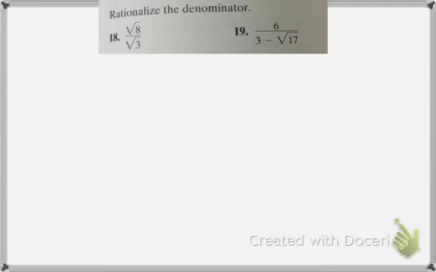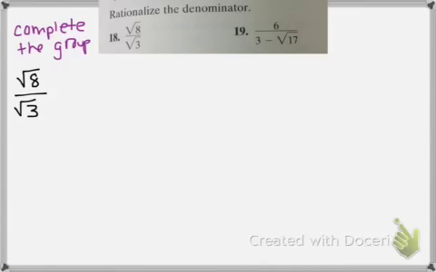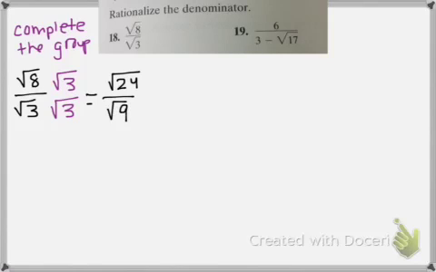Sometimes you'll have to rationalize the denominator because, remember, you can never leave a radical in your denominator. So one type that we talked about was like this number 18 where you have to complete the groups. So if I have square root of 8 over square root of 3, I know that in my denominator, I need a group of 2 because my index is 2. I have 1, 3, but to complete my group, I need another one. So I multiply it by square root of 3. So I get square root of 24 over square root of 9, which is square root of 24 over 3.